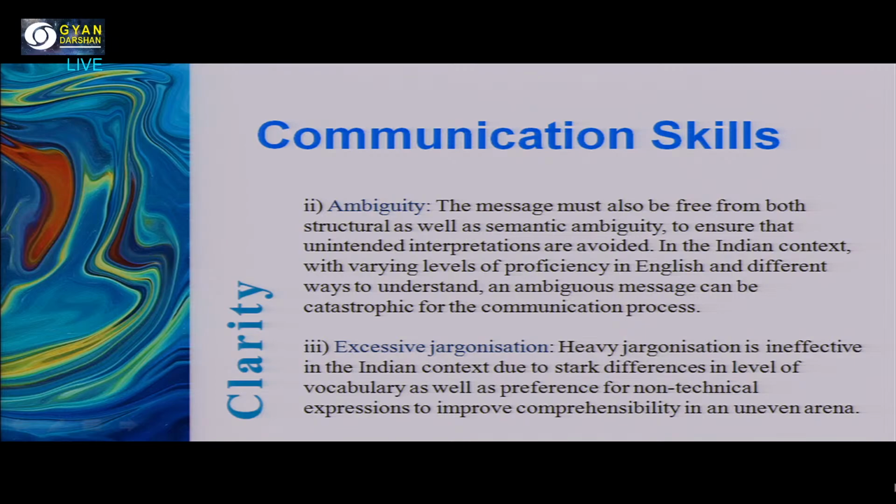We also need to keep in mind that we do not create or cause ambiguity, because the message must be free from both structural and semantic ambiguity. We need to avoid using heavy jargon, because we use it to improve our comprehensibility, but the reverse happens. So we need to focus on the choice of vocabulary, on not being ambiguous, and also use simple and direct choice of words.